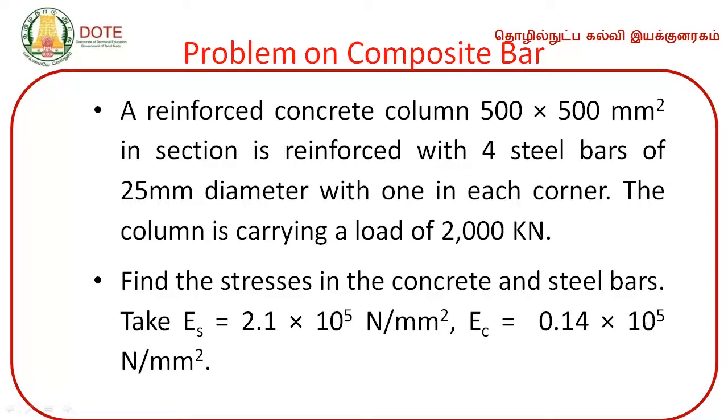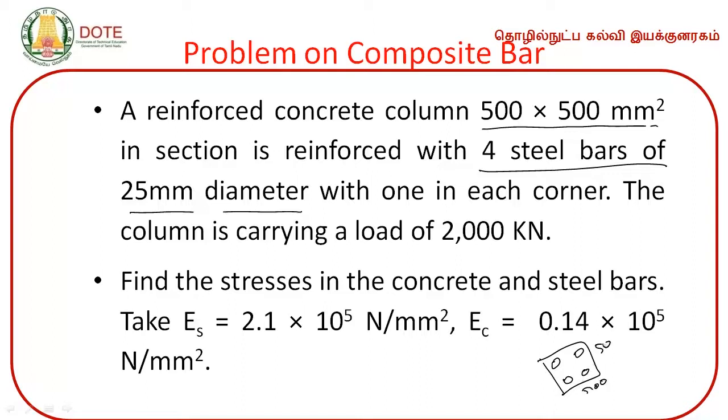What is given in the problem? A concrete column of 500 cross 500 mm square. It is the cross section. So it is a rectangular reinforced concrete column. What have they done here? 4 steel bars of 25 mm diameter, one at each corner. Since it is a rectangle, we have placed 4 steel rods at the 4 corners. Size is 500 cross 500. What is the diameter? Diameter is equal to 25 mm. Total load is 2000 kilonewton.